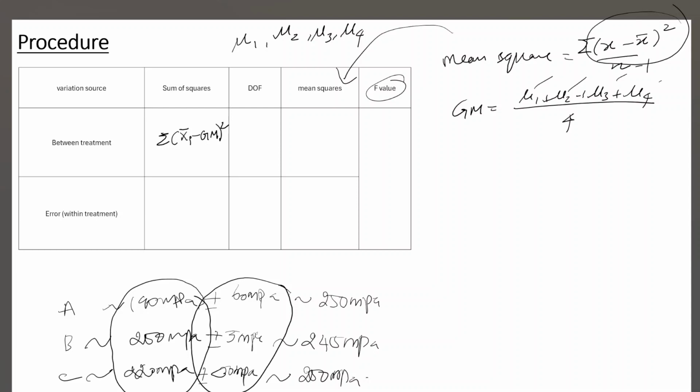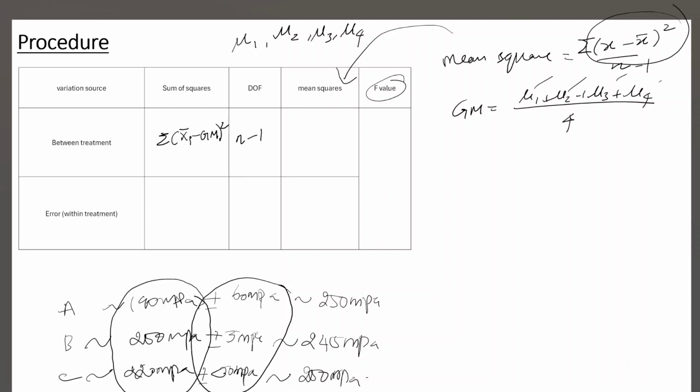Then degree of freedom between the treatments. The degree of freedom between the treatments can be given by the number of experiments or number of groups we have taken minus 1. So we need the number of experiments minus 1.